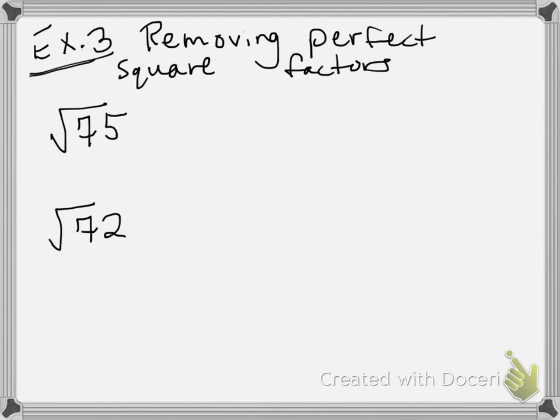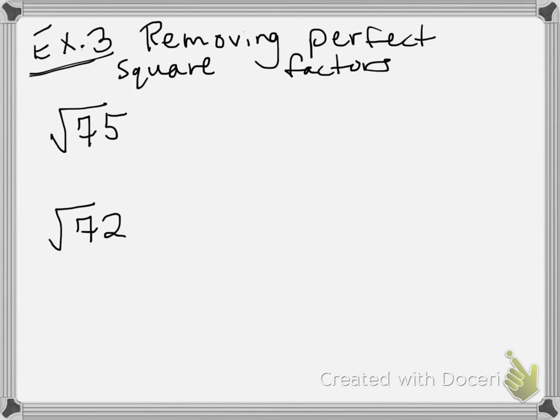Alright, example 3. We're removing perfect square factors here. So here we have the square root of 75 and the square root of 72. We're just trying to simplify those because we know that there are perfect squares that go into both of those. I would recommend knowing the first 15 perfect squares, like 1 squared up to 15 squared, and probably your first few perfect cubes. I promise it'll be helpful in the long run.